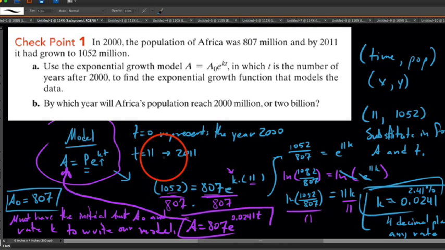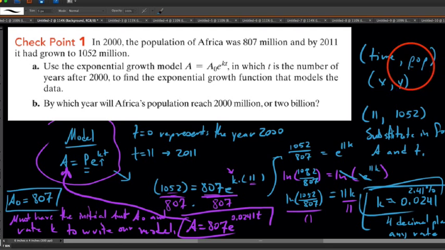Basically, we can use this to start making predictions now. So we could say that this is some exponential model that has this rate, started at this amount, and went through that ordered data pair that we knew. By which year will Africa's population reach 200 million, or sorry, 2,000 million or 2 billion basically. So 2,000 million, we're going to plug this in for either time or population.